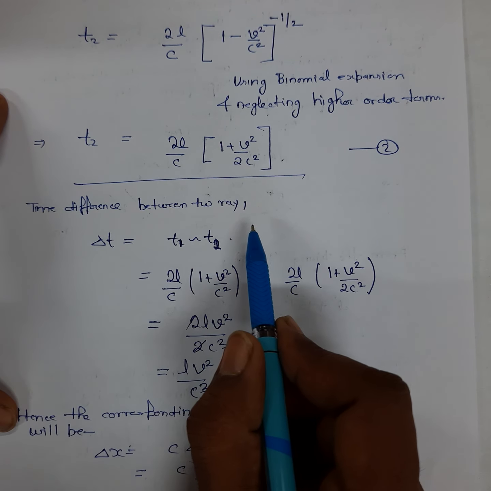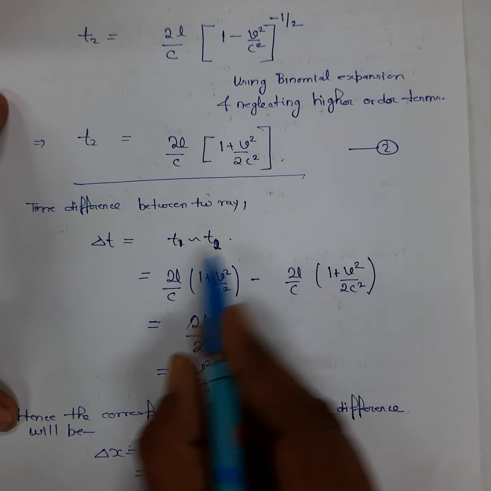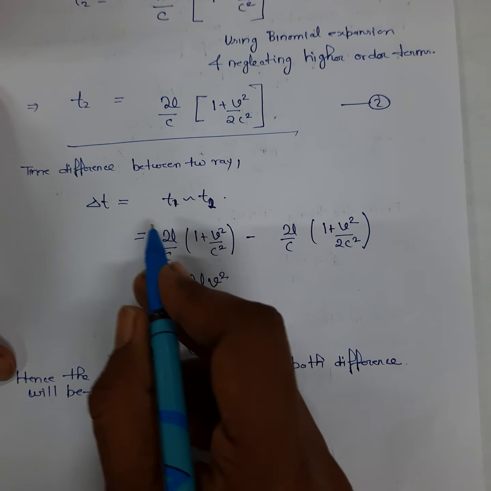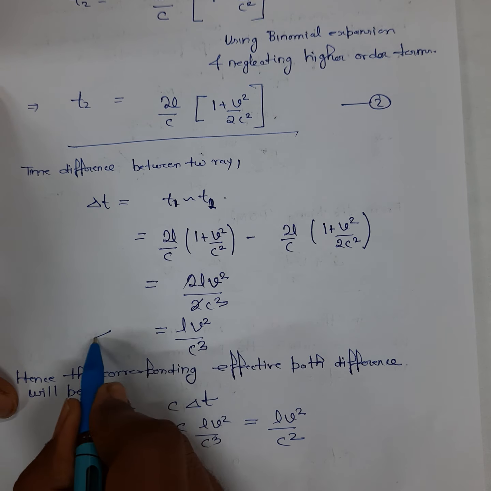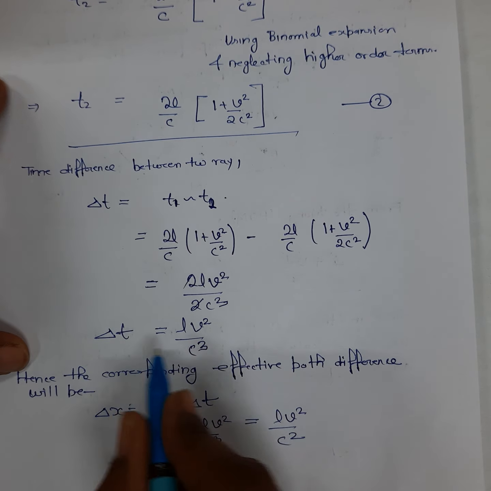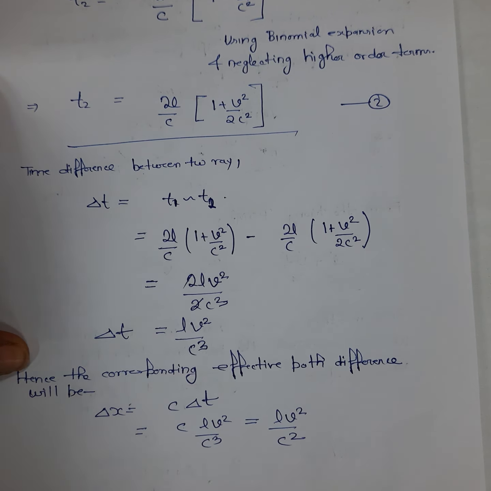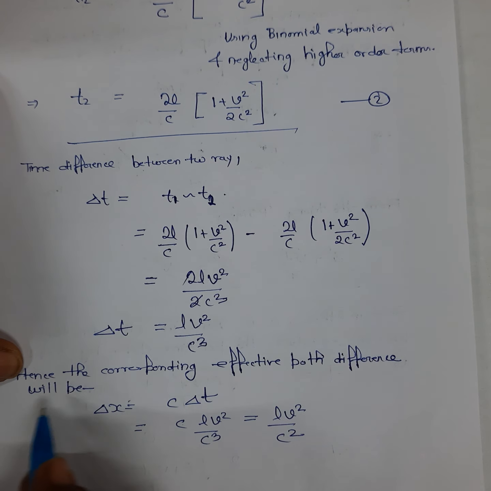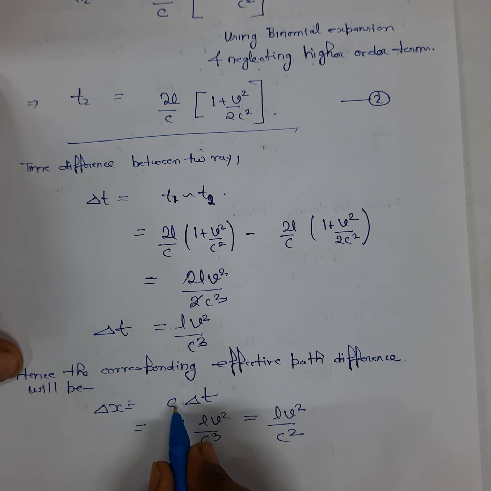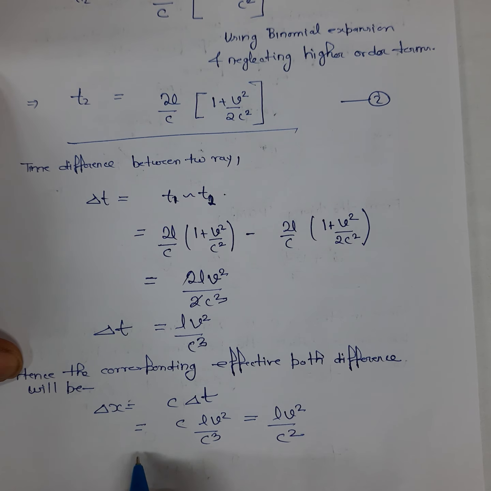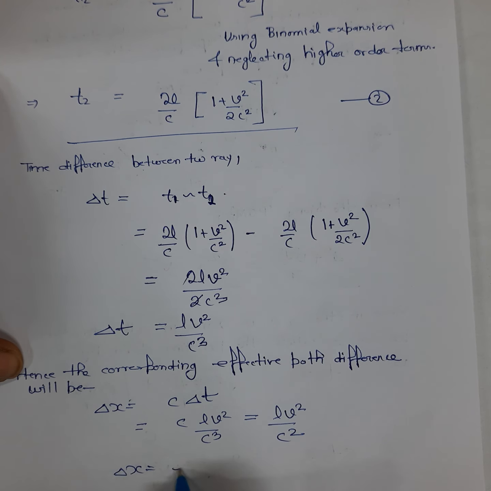So the difference between the transit times of the two rays can be obtained by taking the difference of T1 and T2. When we calculate this, we get delta T equal to LV square by C cube. So this is the time delay between the two rays. The corresponding effective path difference will be given by multiplying the velocity of light with the time difference. So the path difference will be equal to delta x equal to LV square by C square.